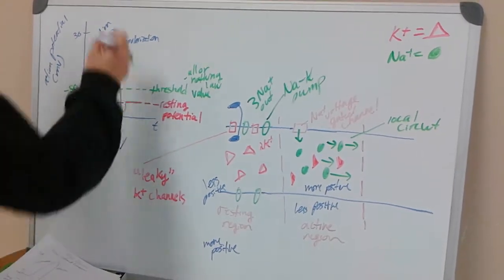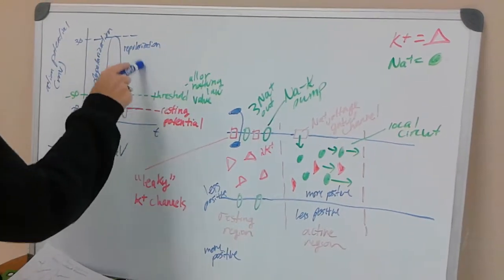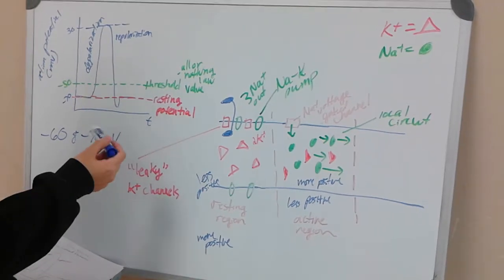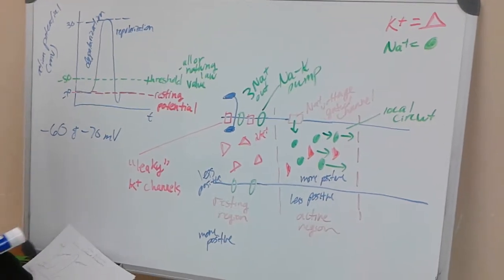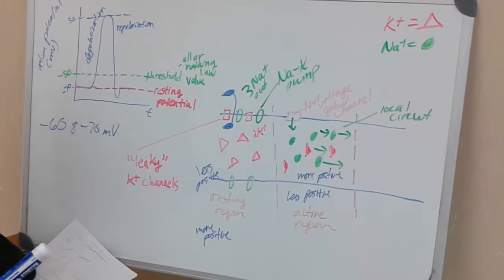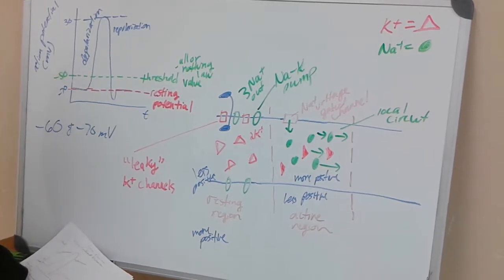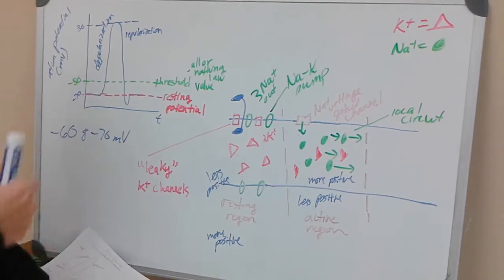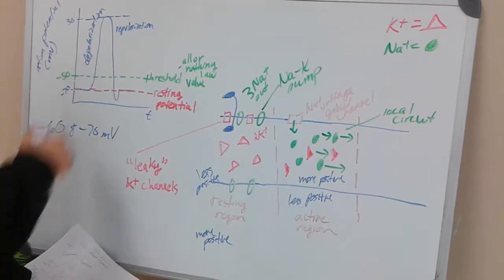Once it reaches about 30 millivolts, repolarization occurs. In repolarization, your voltage-gated sodium channels close tightly, and that stimulates the opening of the voltage-gated potassium channels, which allows potassium to leave the cell. That causes the inside of the cell to become less positive than the outside, so it brings it back to normal.